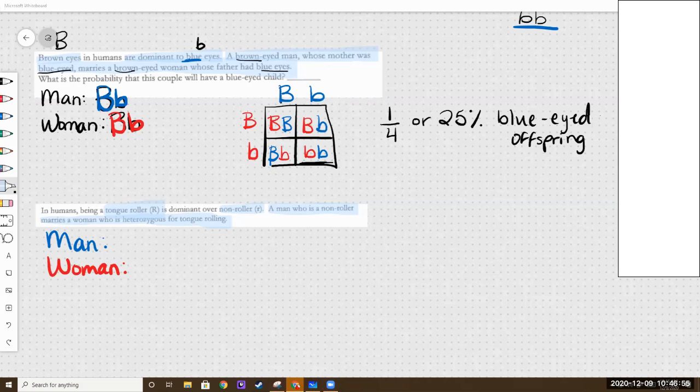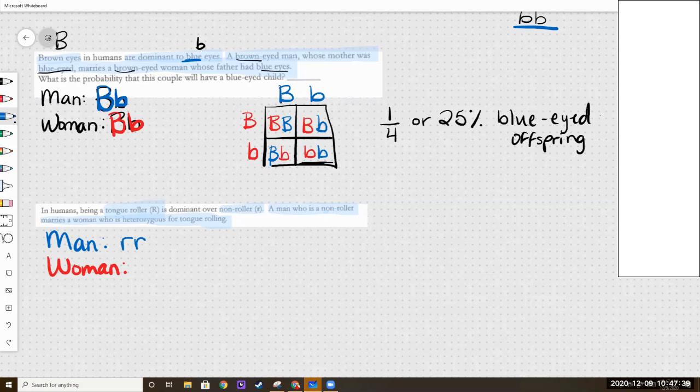Devin, you are correct. Good job. So now we have a non-roller. Tabitha, what would the man who has the recessive trait, what would his genotype be? You can type it in the chat or unmute yourself, whichever you want. Two lowercase r's. Perfect, thank you. Two lowercase r's because he has the recessive trait.